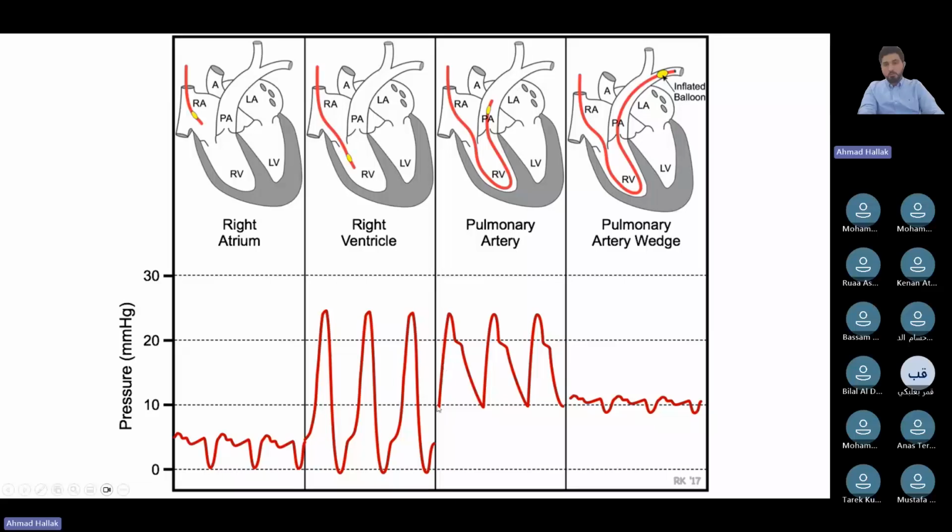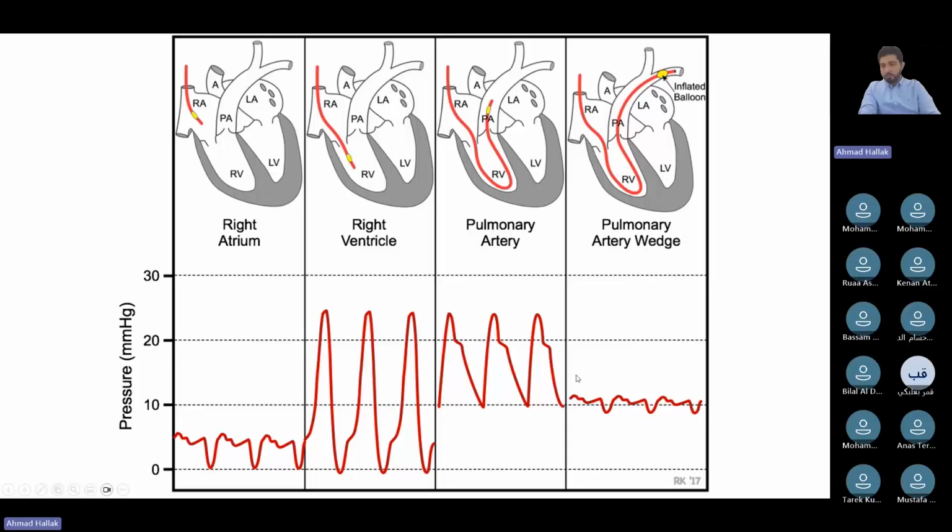Once you're able to float the catheter into the pulmonary artery, you're going to notice that the systolic pressure does not change, but the diastolic pressure has increased, usually to the range of 10 to 15. And when you keep advancing, eventually you're going to feel this tactile sensation. You're going to feel that you reached a point where the catheter is not going any further, but also you're going to notice that the waveform has changed into the pulmonary artery wedge pressure. This is the pulmonary artery occlusion pressure.